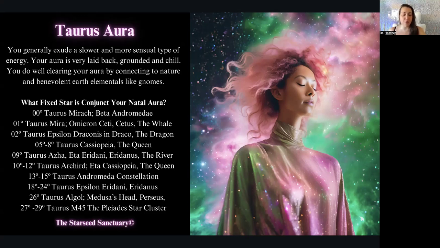Might even be a little more triggering for some people. And then 27 to 29 degrees of Taurus, if that's where your natal asteroid aura is, that means your aura is conjunct the Pleiades star cluster. So you have a Pleiadian aura.